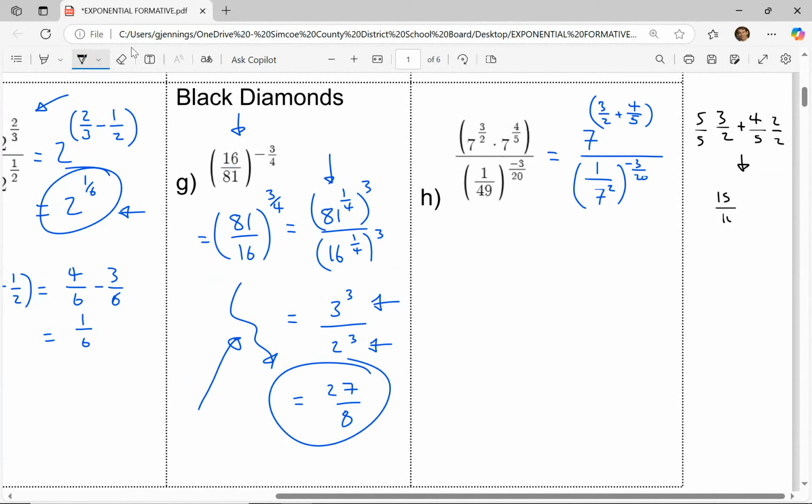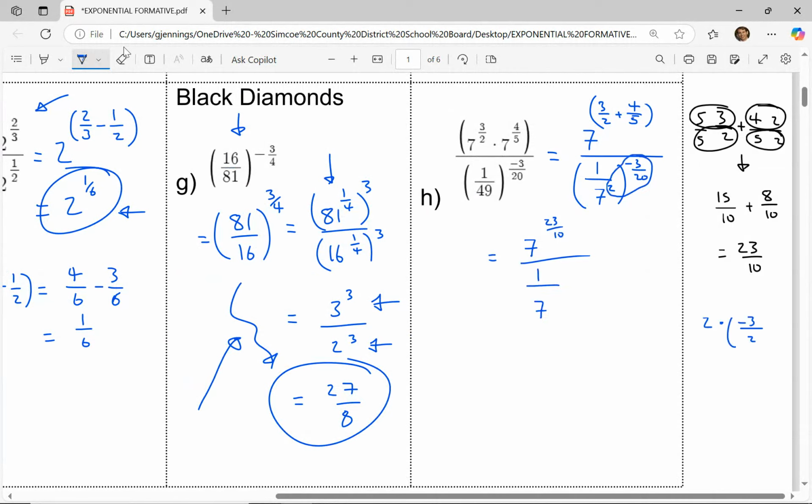That's disgusting, but it is what it is. On the bottom we have 1 over 7 to the, we have to multiply these exponents. So let's do 2 multiplied by negative 3 on 20. Yes, negative 6 on 20 equals negative 3 on 10. Okay, so there's our exponent, so that's to the negative 3 on 10. But that negative exponent just kicks it upstairs, right?